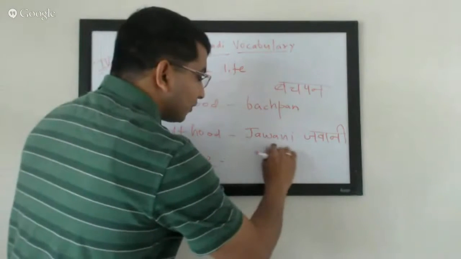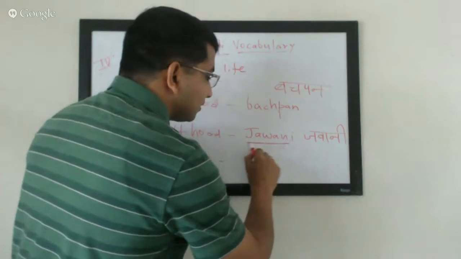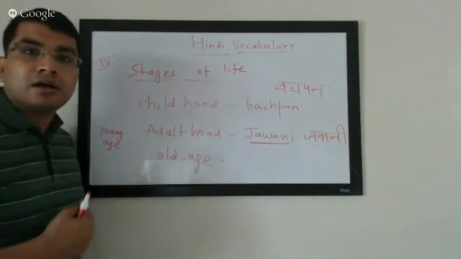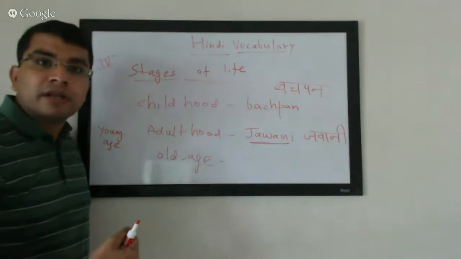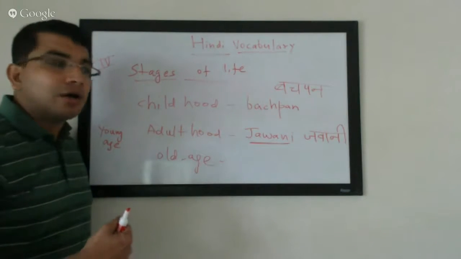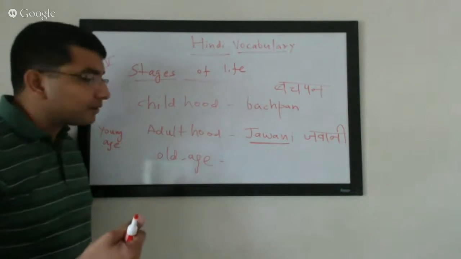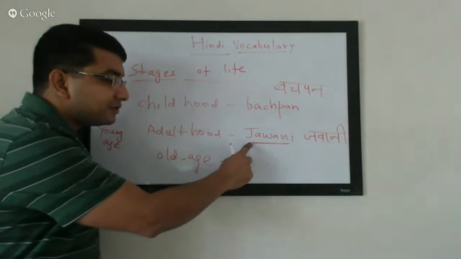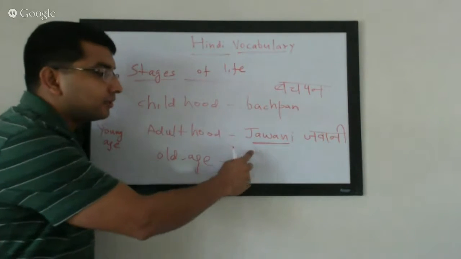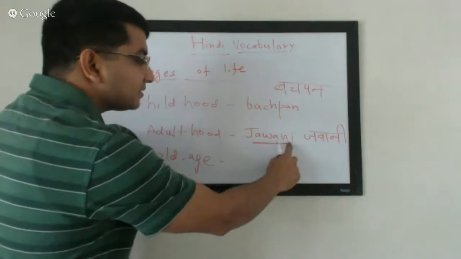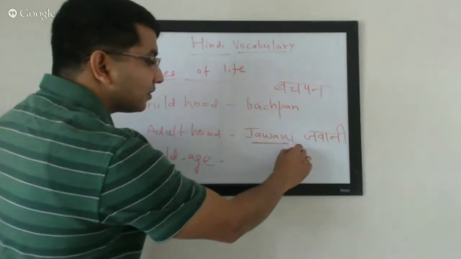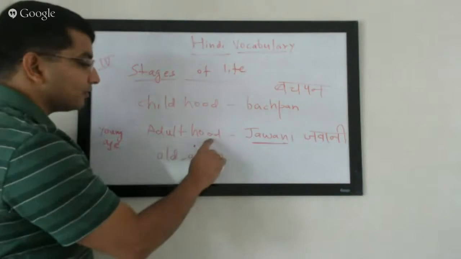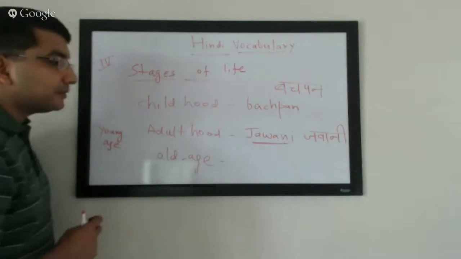Again, the word is coming from Jawan. Jawan is young man. Jawan Admi is a young man. Jawan Aurat is a young woman, right? So Jawan itself means young. And then Jawani, when you say Jawani, that means adulthood, right?